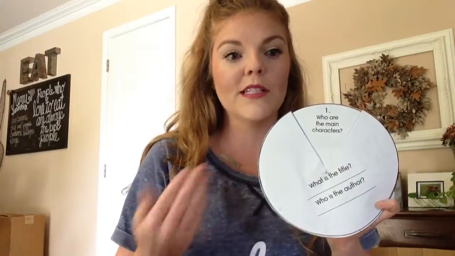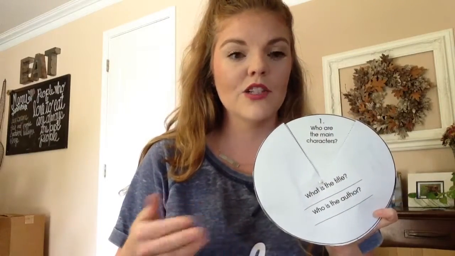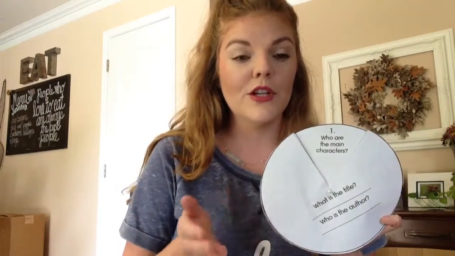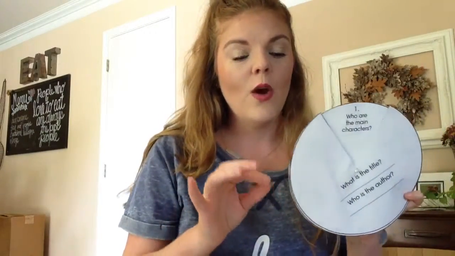Student 1 will start out holding the wheel, and student 2 will be the one who is asked the first question. So student 1 will ask student 2, what is the title? Who is the author? And then student 2 should be able to tell them the title is A Fine, Fine School. The author is Sharon Creech. If student 2 cannot, then student 1 passes it to student 2, and student 1 will get the opportunity to answer it. And they'll go back and forth like that, just taking turns.